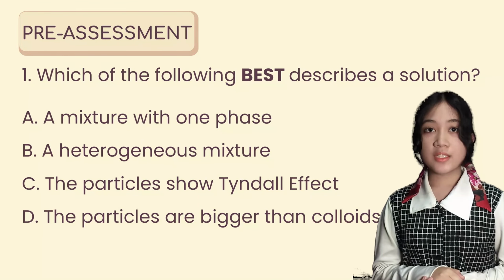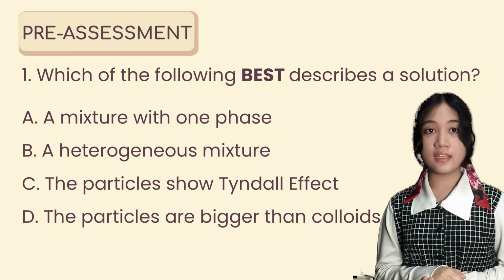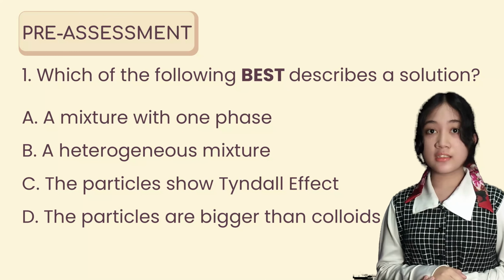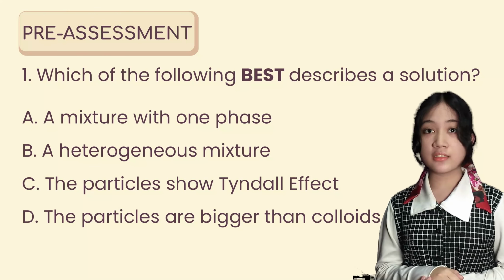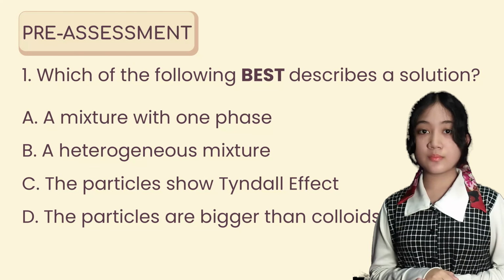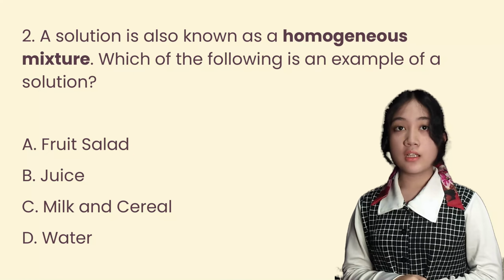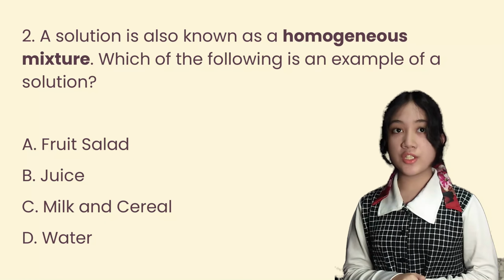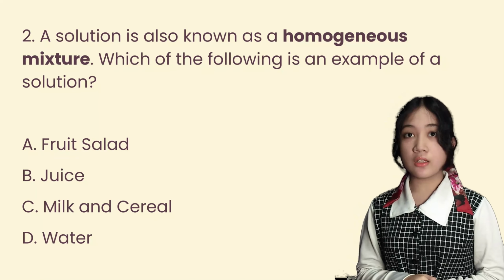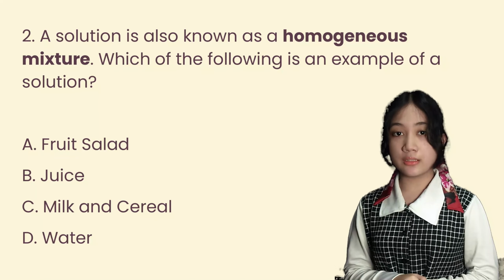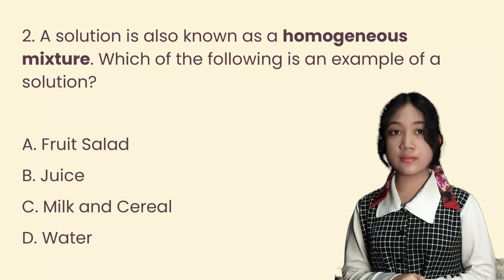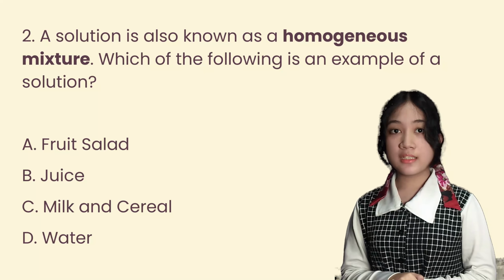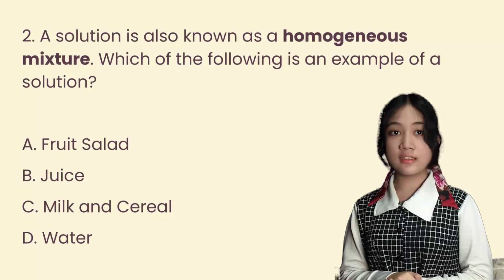A. A mixture with one phase. B. A heterogeneous mixture. C. The particles show Tyndall effect. Letter D. The particles are bigger than colloids. Number 2. A solution is also known as a homogeneous mixture. Which of the following is an example of a solution? A. Fruit salad. B. Juice. Letter C. Milk and cereal. D. Water.